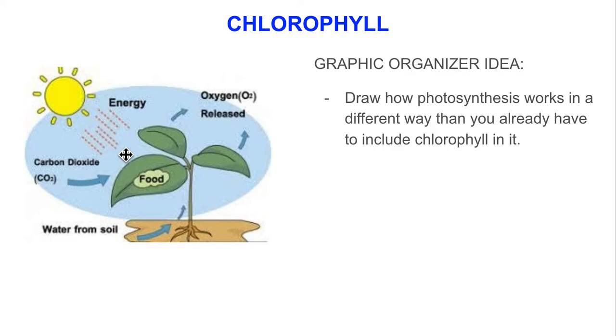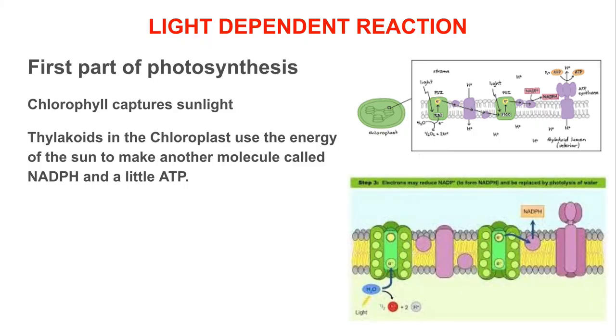The chlorophyll captures that sunlight, and it's going to turn that into food, which is glucose or sugar, and then oxygen will be released out of that stomata. All right, and that brings us to a couple of hard things on here. The next two terms are the two steps or two parts of photosynthesis, and they are very, very complicated.